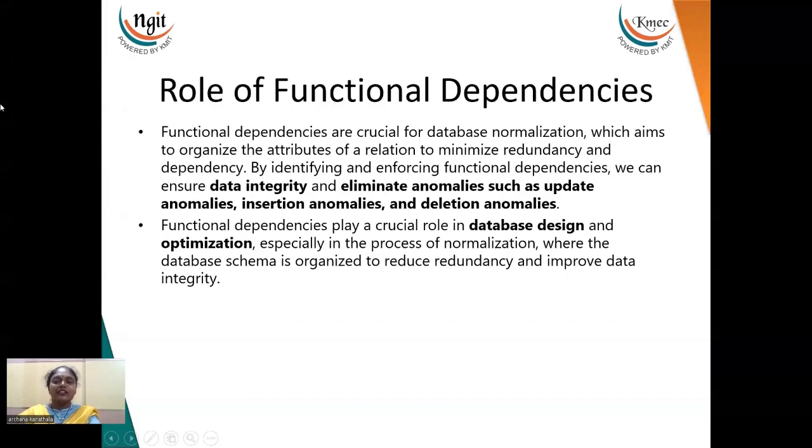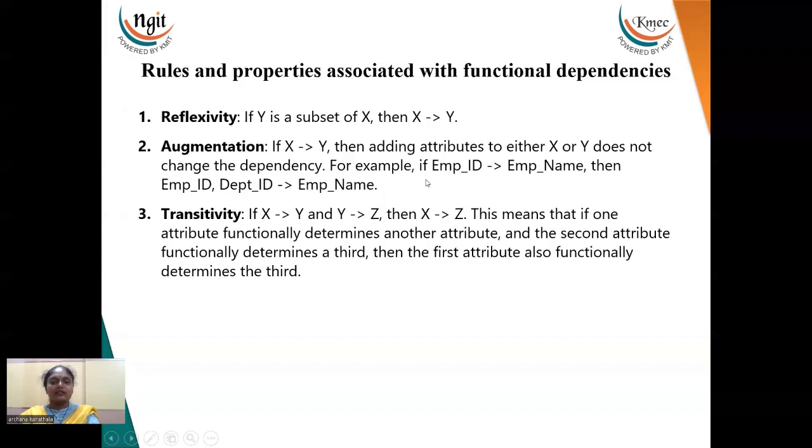So this may violate the concept of data integrity and consistency. So functional dependencies have to be completely removed in order to eliminate the anomalies. Functional dependencies also play a vital role in database design and especially in the process of normalization, where the database schema is organized to reduce redundancy and aggregate data.